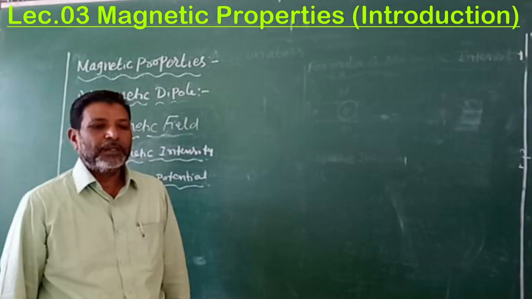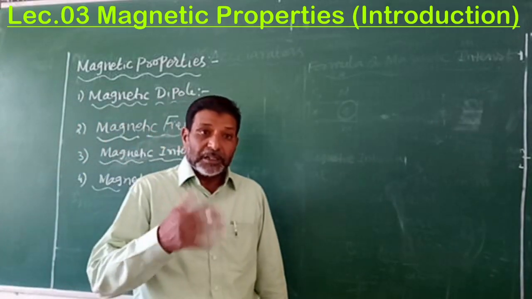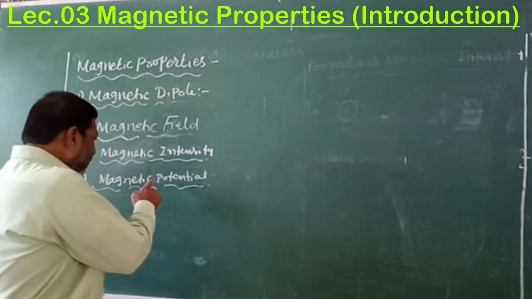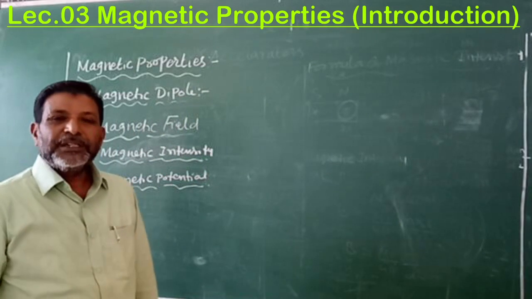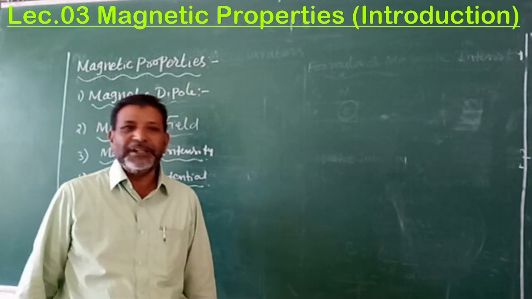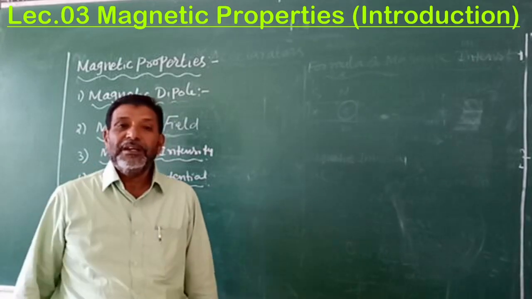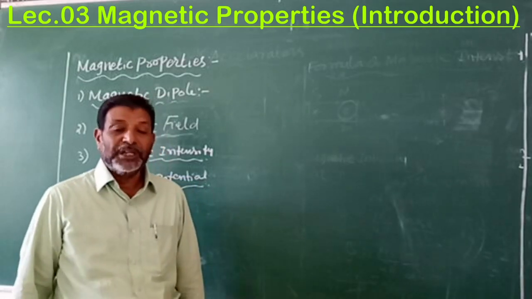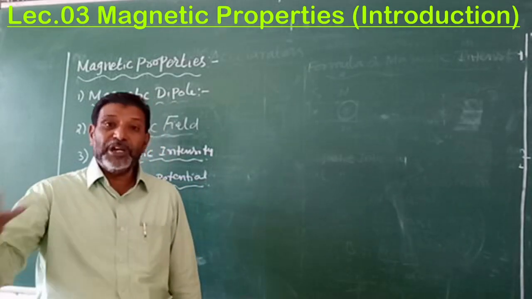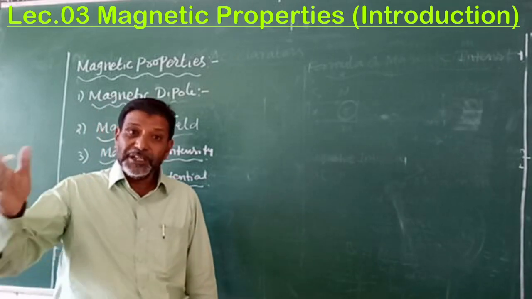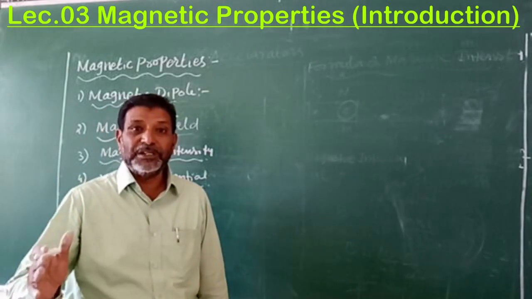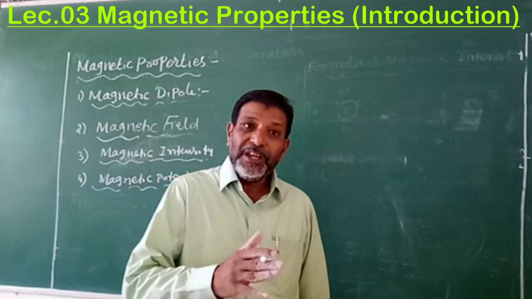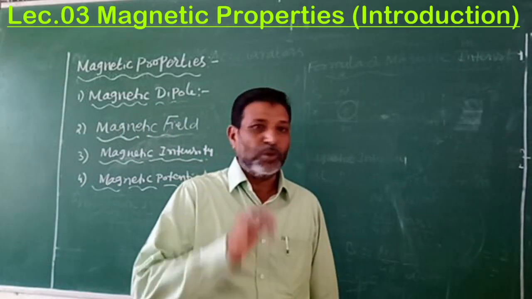Next, the fourth property is the magnetic potential. Already I had told you that there is not much difference between electricity and magnetism. What about the properties? In electricity, almost the same properties are present in magnetism also. The electric potential, which you have already studied in lower classes in electrostatics, the same way you have here the magnetic potential also.